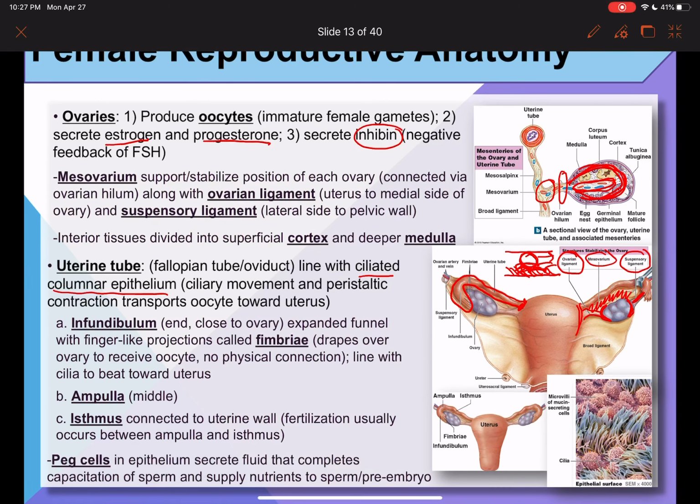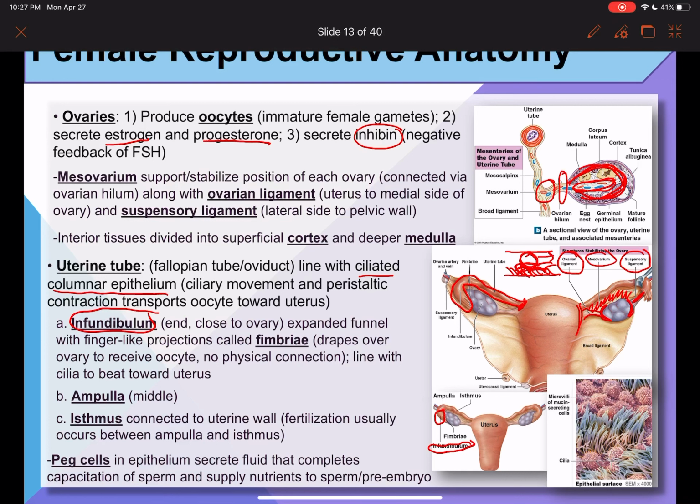So the uterine tube is actually divided into three sections. The first section, where the ovulated oocyte will first arrive, is called the infundibulum, which is this first portion of the oviducts. So this portion right there is the infundibulum.